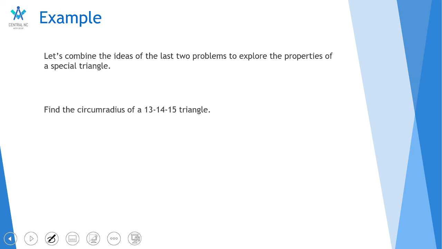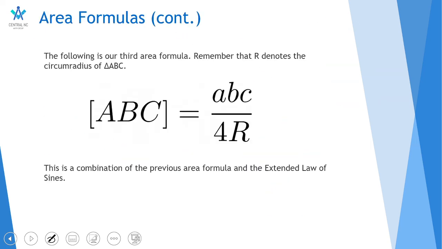Let's combine the ideas of the last two problems to explore the properties of a special triangle you may have seen in some competitions. The problem is: find the circumradius of a 13, 14, 15 triangle. Well, where does the circumradius pop up? In this formula, right?